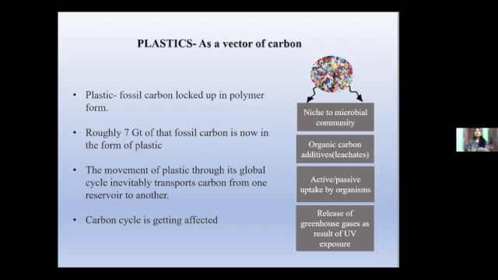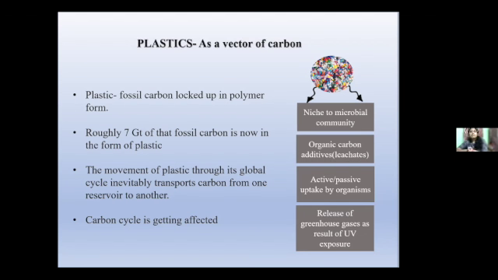So another question comes that why do we really need to bother about plastic? Why do we really need to study the plastic impact on ecosystem? So it's often forgotten that the plastic is actually the fossil carbon that is locked in the polymer form and it's circulating in the ecosystem. And roughly 7 gigaton of the fossil carbon is now in the form of plastic. And this plastic provides a niche to the microbial community, and a lot of organic carbon leaches out from this plastic waste that might be toxic and that also impacts the ecosystem.